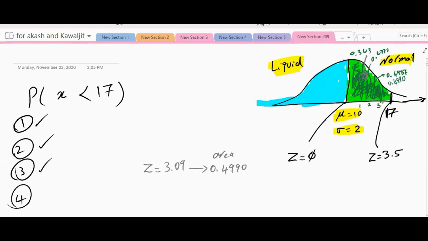Now, I want you to guess, if we go to 3.1, how much would it be? 0.499. If I go to 3.4, then it would be 0.49999. And now that we are interested in Z equal to 3.5, the area may be 0.49999. It cannot be 0.5, right? 0.5 would be the area between mean and infinity. So although 3.5 is not in the table, we can agree that this area from the midpoint to 3.5 is very close to what?